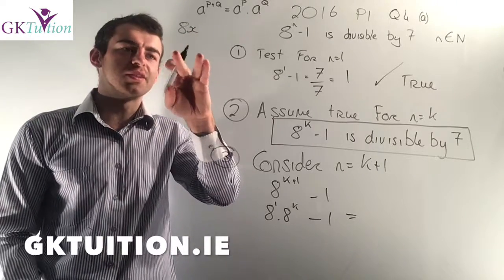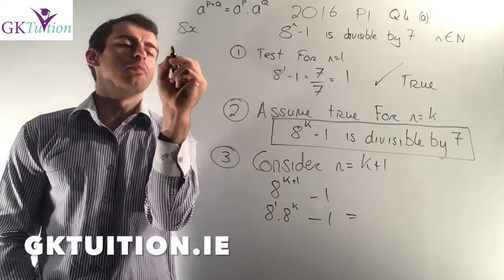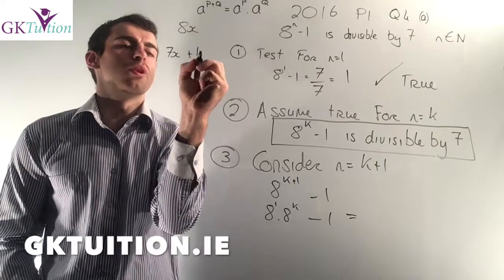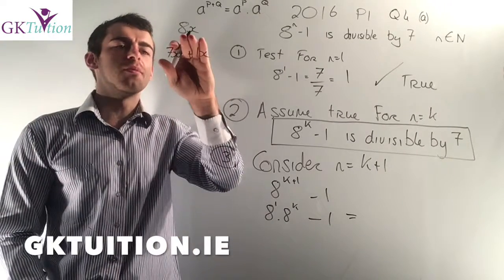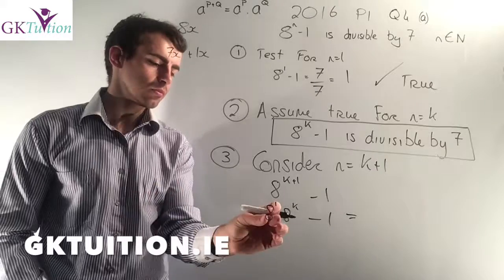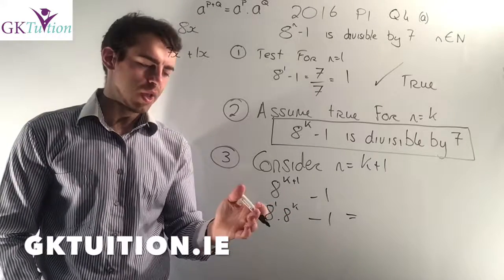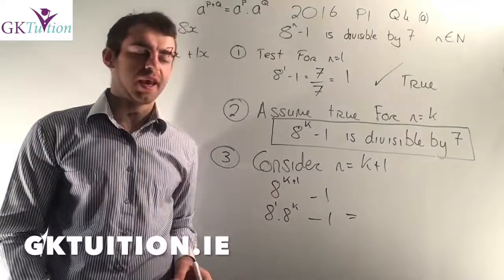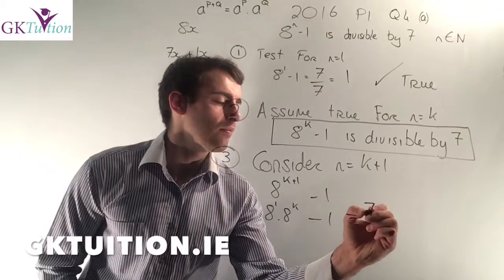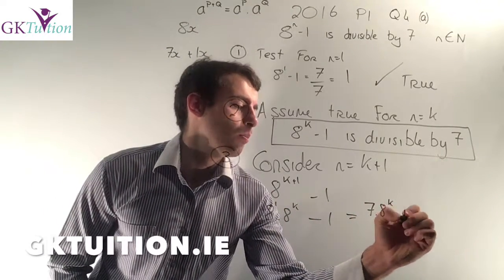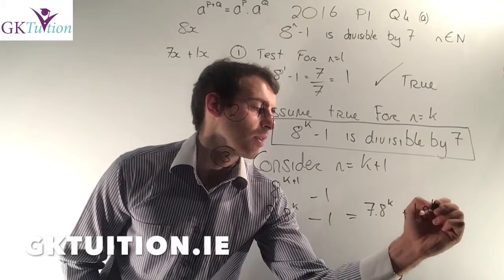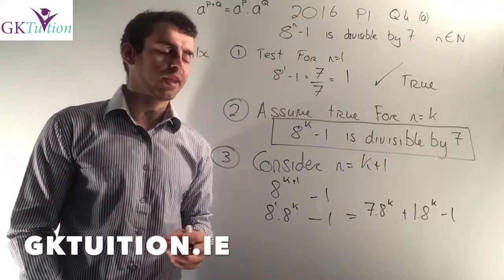And I'm going to split this term into 2. I'm going to split it up into 7x plus 1x. So if I have 8 of them here, I'm just splitting them into 2, which is exactly what I can do with this. I have 8 a to the power of k's. I'm going to split that up into 7 times a to the power of k plus 1 times a to the power of k. And then I have a minus 1 at the end.